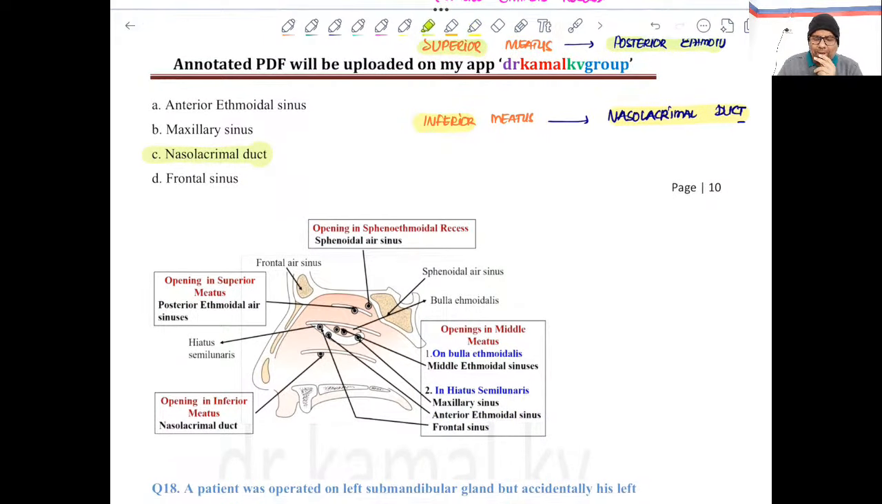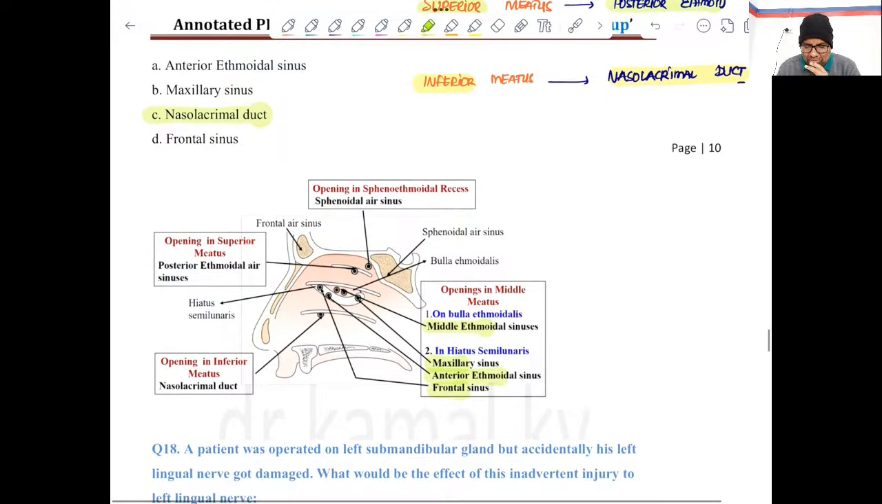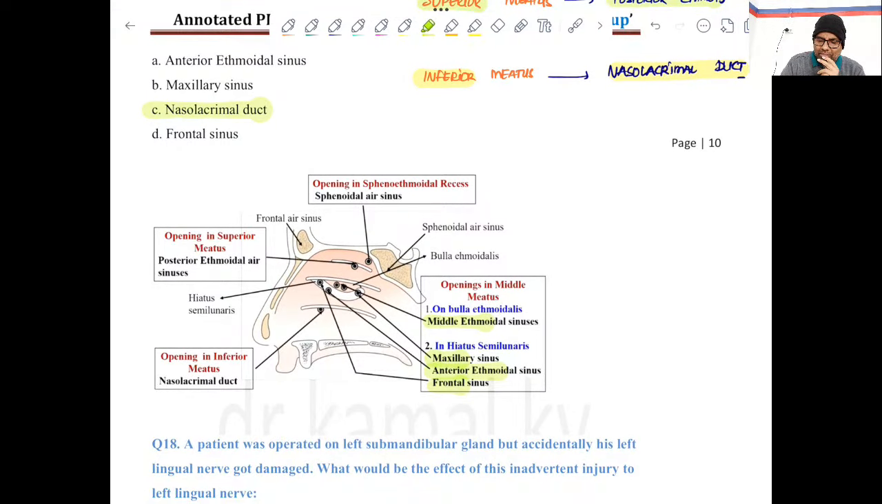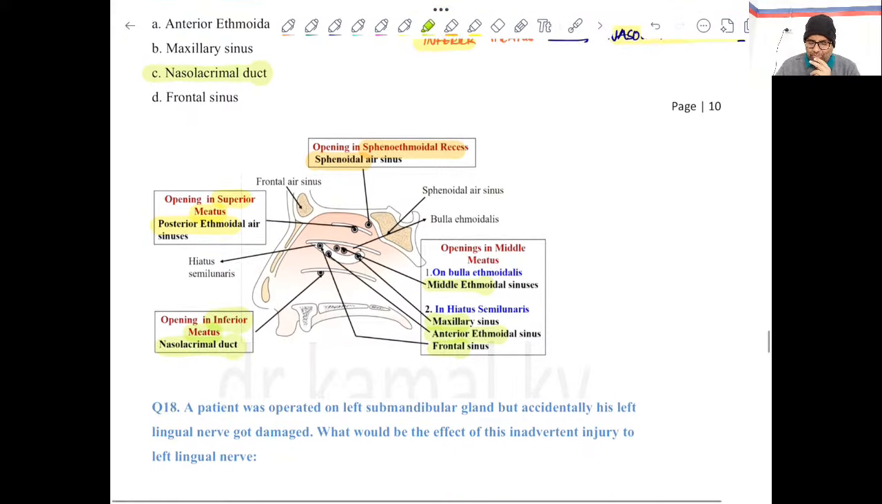So you can see there are plenty of openings in the middle meatus, that is middle ethmoidal, maxillary, anterior ethmoidal and frontal sinus. Clear? So that is all up to you how you remember the things. Sphenoethmoidal recess, that is supreme meatus, for the sphenoidal sinus, then superior meatus, posterior ethmoidal, and of course inferior meatus, nasolacrimal duct. So please remember it.